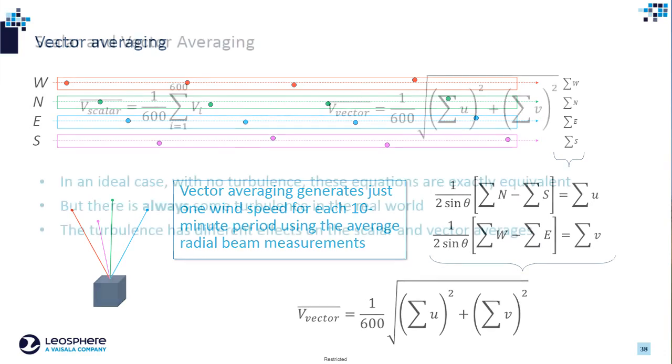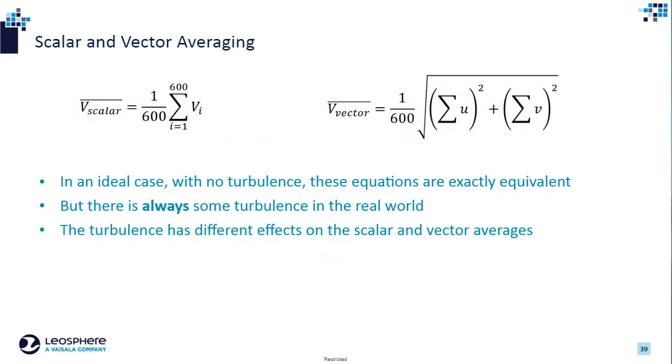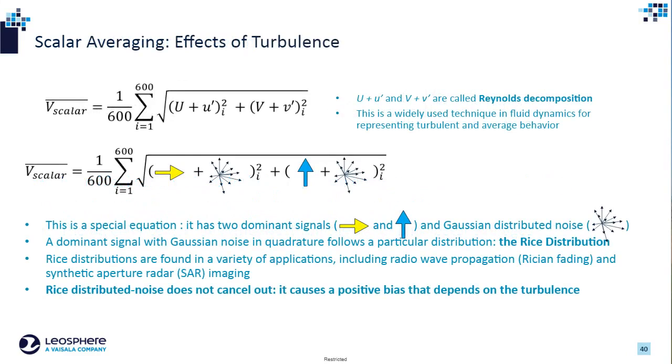So we have these two types of averaging, scalar and vector. And in an ideal case with no turbulence, these equations are exactly equivalent. But there is always some turbulence in the real world, and the turbulence has different effects on the scalar and vector averages. And let's first look at the effects on scalar averaging.